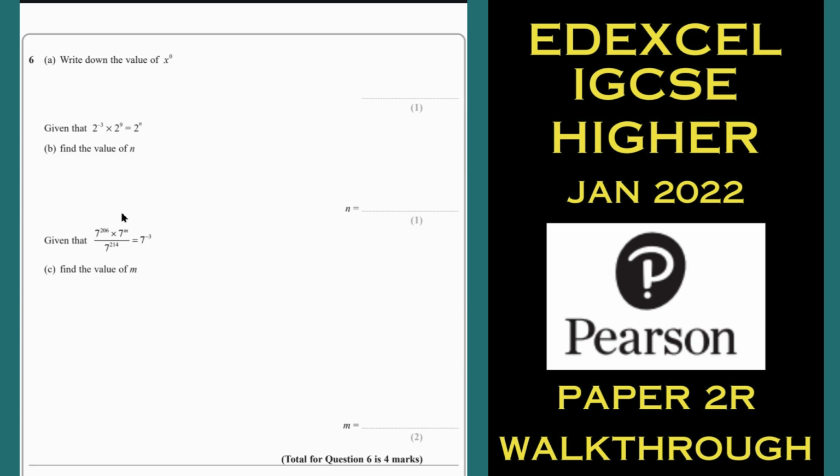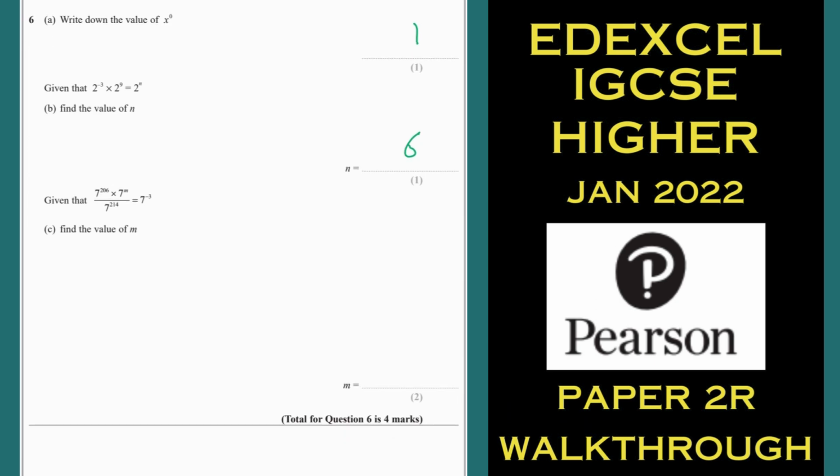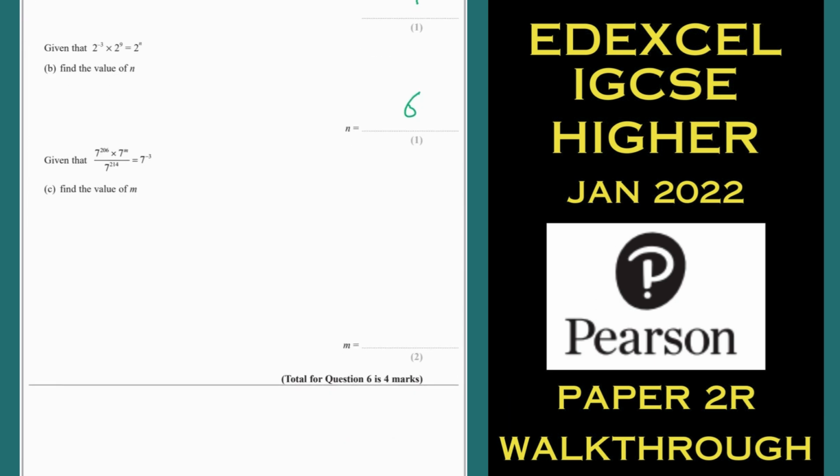Standard, again, lots of standard stuff here. Anything to the power of 0 is 1. Part B, multiply means add the powers, so -3 plus 9 gives you 6. Not so standard for C.